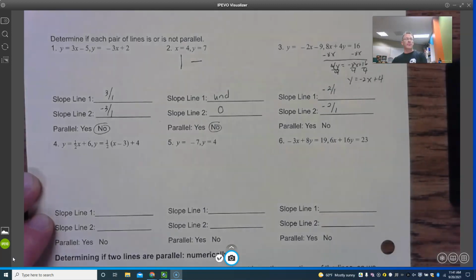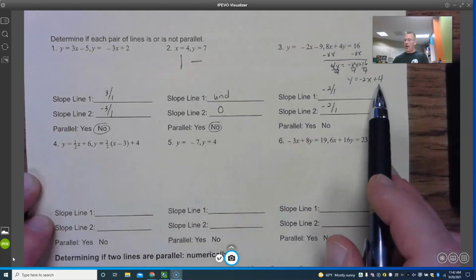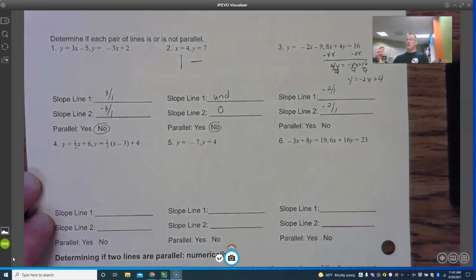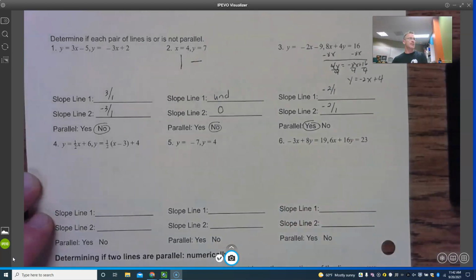Am I talking about two different lines? Well, the y-intercept here is (0, -9). The y-intercept here is (0, 4). Same slope, different y-intercepts. Therefore, these lines are, in fact, parallel. All right, let's do one more of these together.